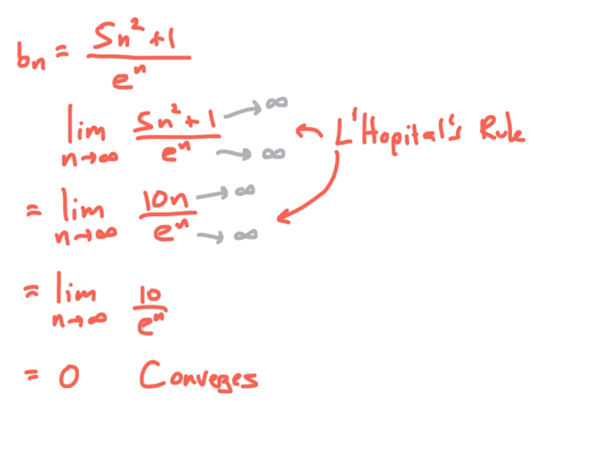Now we have that this is equal to the limit as n approaches infinity of the derivative of 10n, which is 10, divided by the derivative of e to the n, which is e to the n. Since n is getting large, so is e to the n, and so we have an expression 10 over a very large number, and that will approach 0. And so our limit of our sequence here for b sub n will converge to the value of 0.